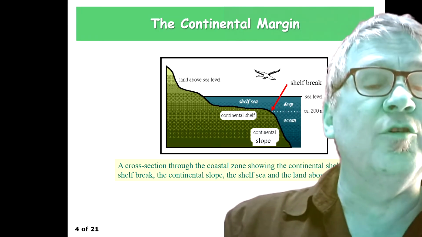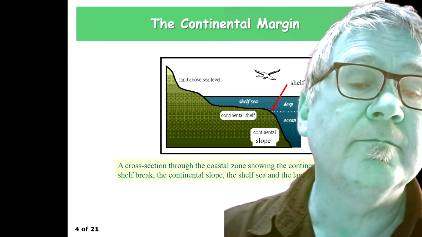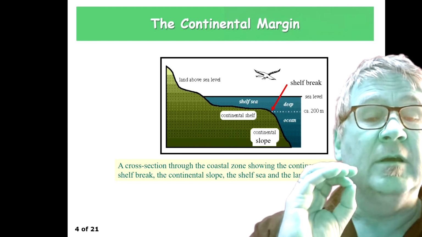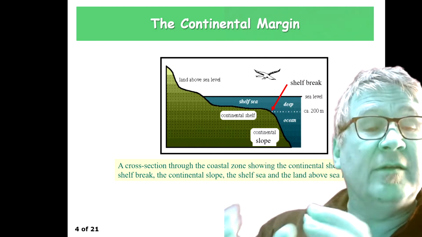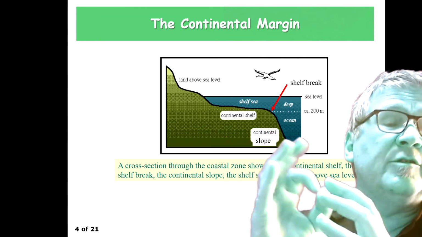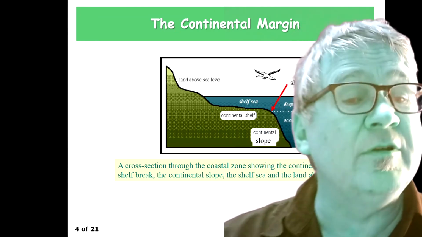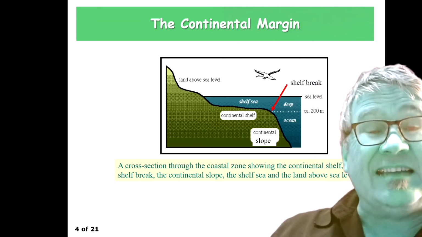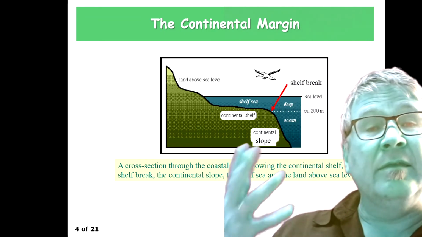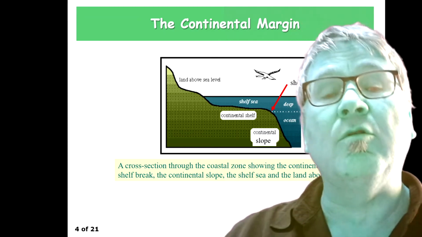The transition zone between the shelf and the slope is called the shelf break. That's important to understand. It's not everywhere 200 meters, and I will show you examples later on. There are some regions where the shelf is deeper, and there are some regions where the continental shelf is shallower.